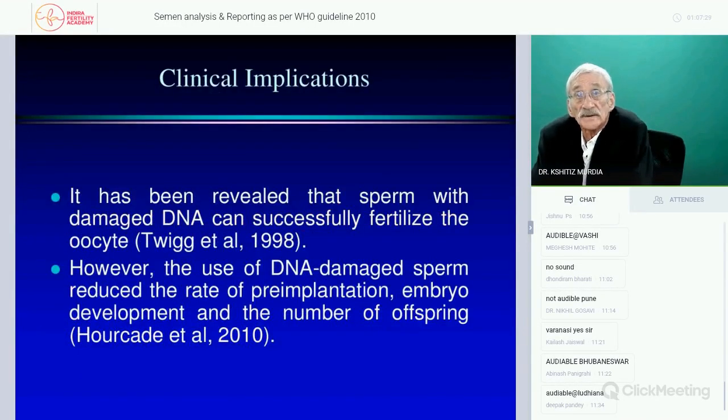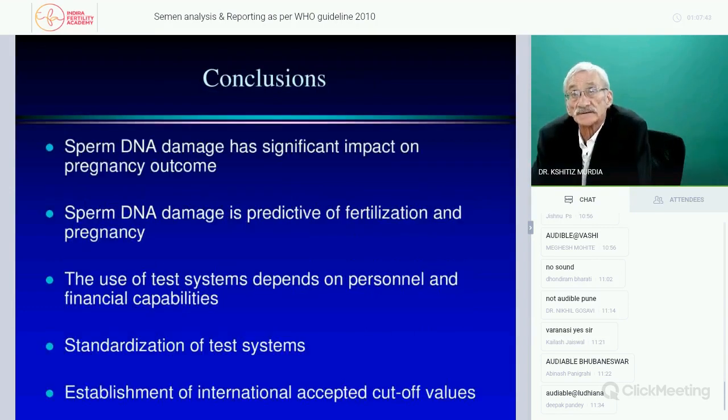Now, the clinical implication is that sperm with damaged DNA can fertilize, we just said that. However, the use of DNA damaged sperm reduces the rate of pre-implantation and further development. That is what we will come back to with the tests just now. Sperm DNA damage has a significant impact on this. We know that sperm DNA damage is predictive of fertilization and pregnancy.